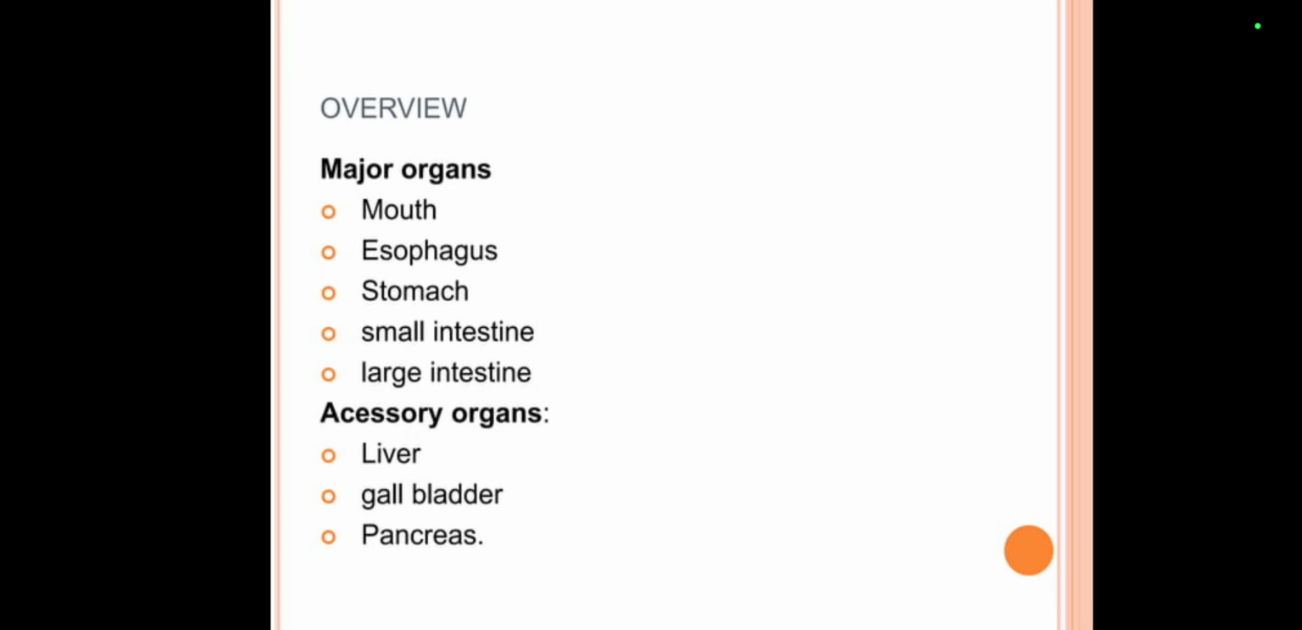As I've said a while ago, we will be much more focused on the major organs that can be found and located in this system, and those are the mouth, esophagus, stomach, small intestine, and the large intestine. Not only that, we will also focus on the accessory organs located in this system, and these are the liver, gallbladder, and pancreas.